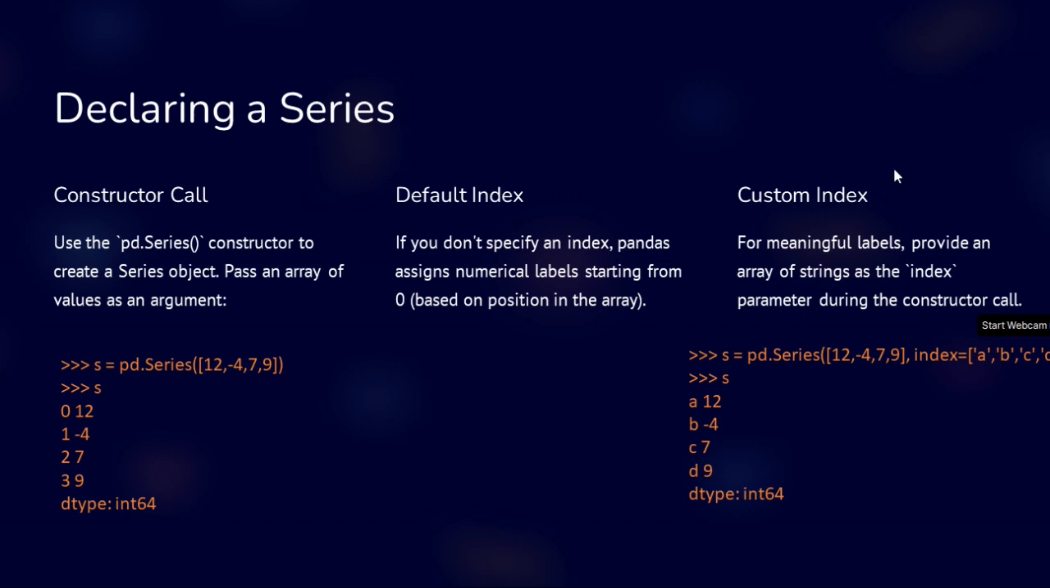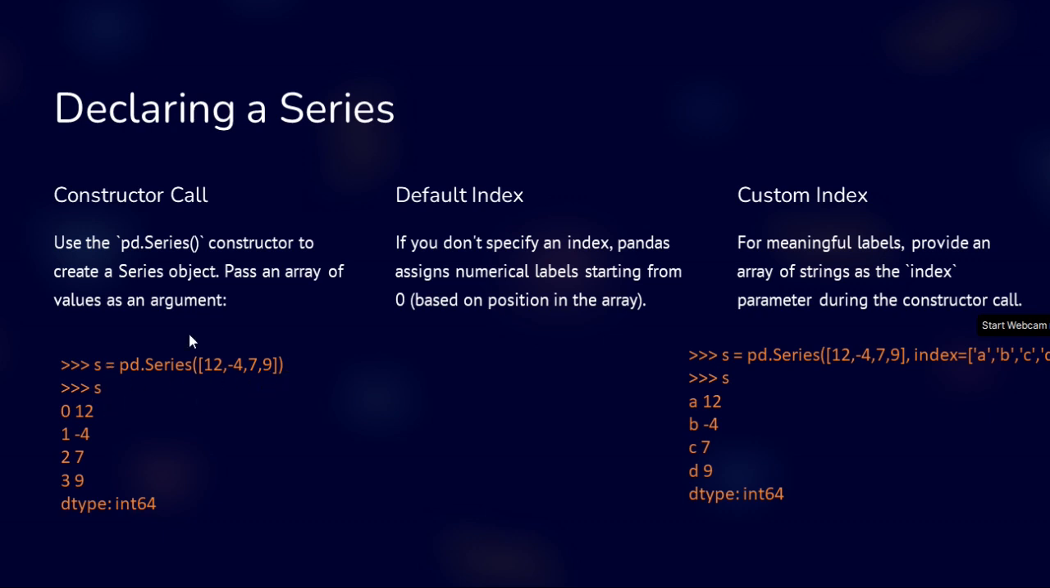So let's first see how we can create a Pandas series. To create a Pandas series, you have to use the constructor called pd.Series. Once you have imported pandas as pd, then you say pd.Series. And to this constructor, you have to pass the arguments. The argument that you are going to pass would be the values that you want to have in your series. Remember, S has to be a capital letter. Within the parentheses, you give the list of values that you want. In this case, I have given 12, minus 4, 7, 9.